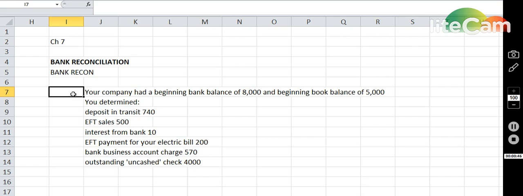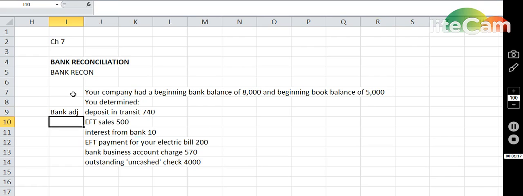So you did some detective work and you discovered that you have a deposit in transit for $740. So a deposit in transit is someone taking money on the way to the bank. So if money's on the way to the bank, your books would already know this, but the bank wouldn't know this. Okay? And so this is money that we would need to add to our bank adjustment.